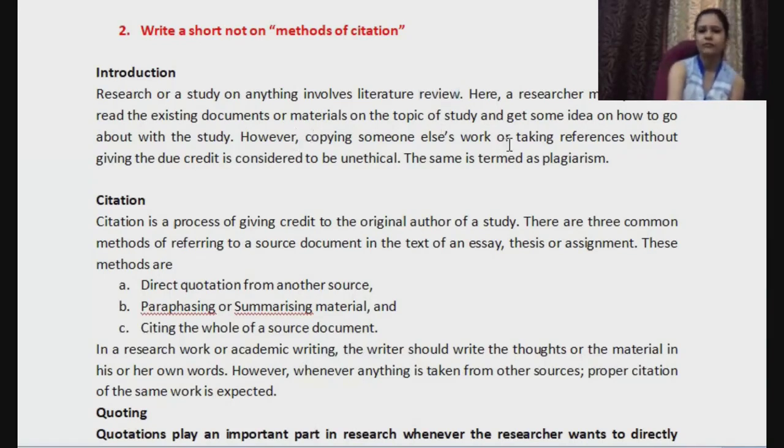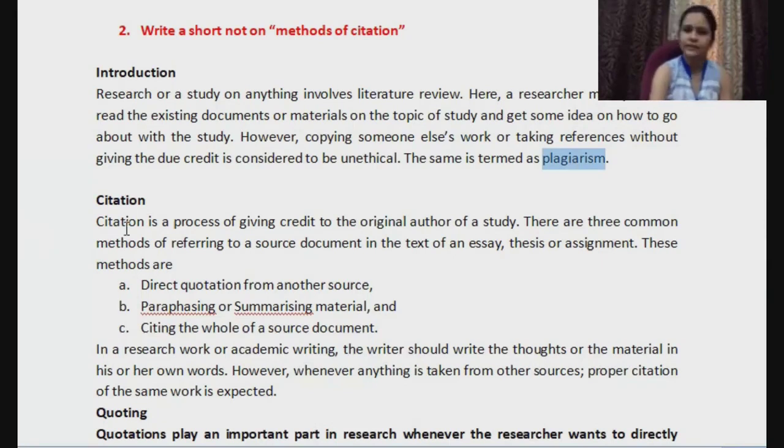However, copying someone else's work or taking references without giving due credit is considered to be unethical. That means it's morally incorrect that you simply copy paste someone else's work and produce it to be yours. You need to give due credit to the other person. That is what the ethics of research is about. Morally, you have an obligation to give due credit to that other person. If you do not do it, it is called plagiarism. That means you are copying someone else's work without giving due credit. Citation is also related to that thing only, giving credit.